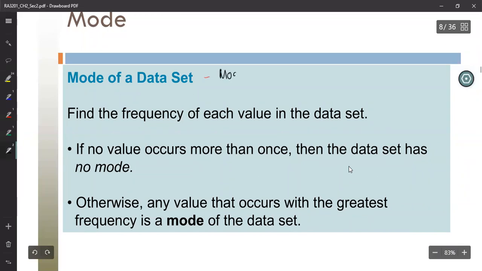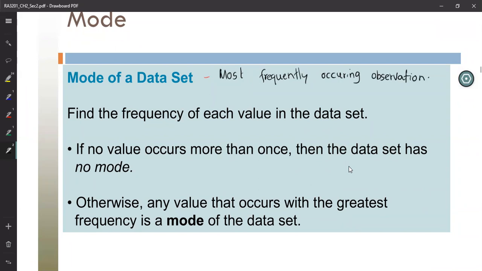So the mode is the most frequently occurring outcome or the observation. Okay. Now, what do you think about the mode? Is it unique? Can there be samples without a mode? What do you think?